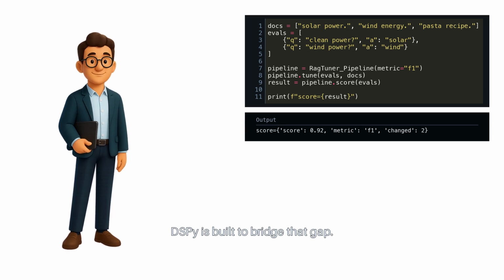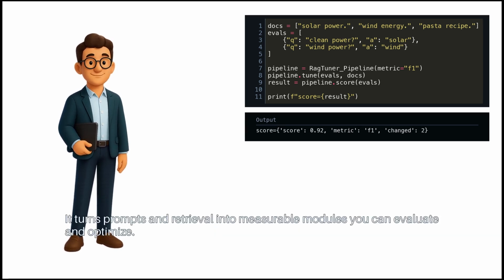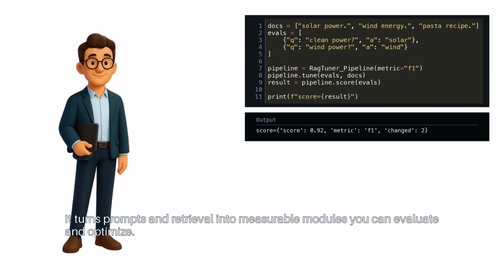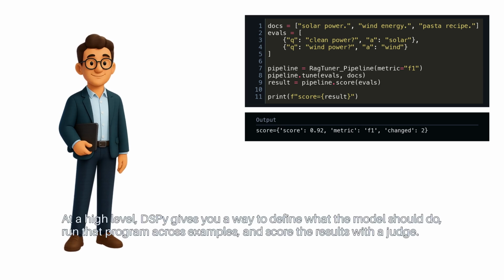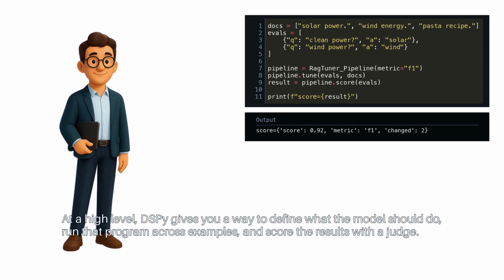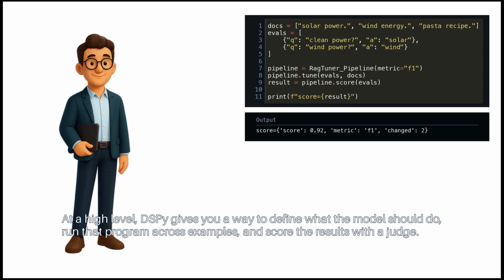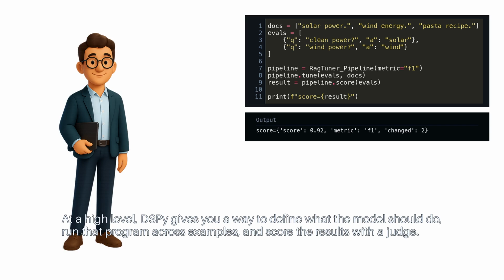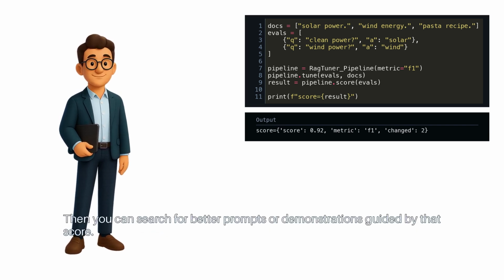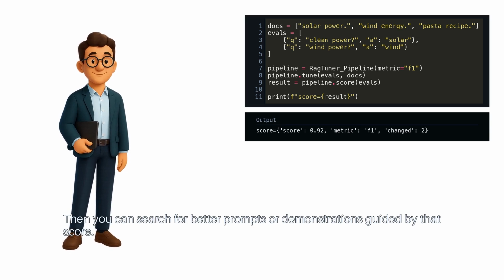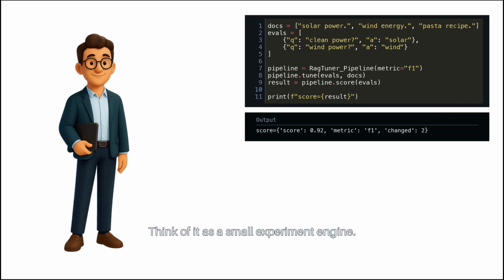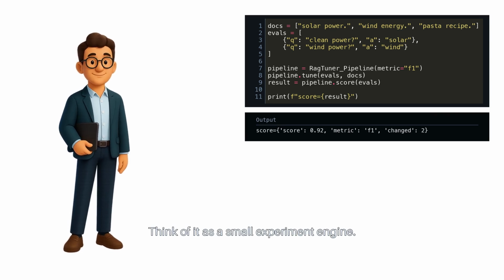DSPy is built to bridge that gap. It turns prompts and retrieval into measurable modules you can evaluate and optimize. At a high level, DSPy gives you a way to define what the model should do, run that program across examples, and score the results with a judge. Then, you can search for better prompts or demonstrations guided by that score. Think of it as a small experiment engine.